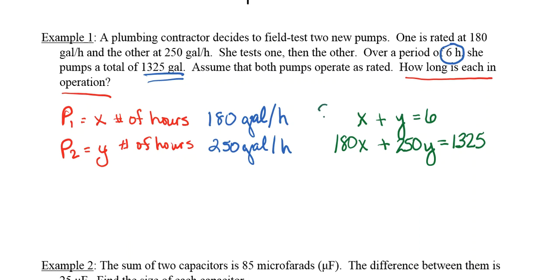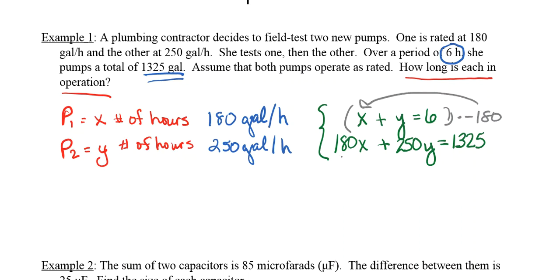Now at this point we have our system, and you can choose any of the methods that you've learned so far. You can graph it, you can do addition, you can do substitution. The fact that I have X's and Y's lined up, I'm going to go ahead and do addition. I need to have a variable that has the same number in front of it, its coefficient, but has opposite sign. So I'm going to go ahead and get the X's to be the same number but opposite sign. To do that, I'm going to multiply the top one by negative 180. That way my X's will be the same.